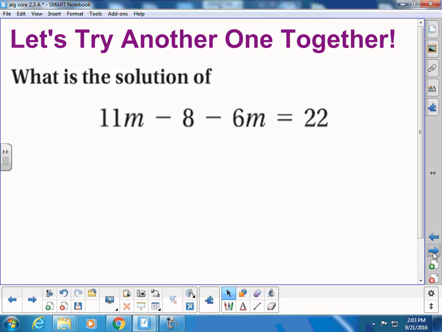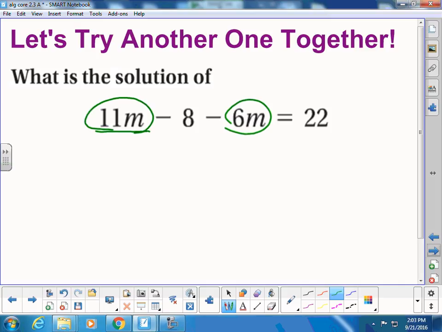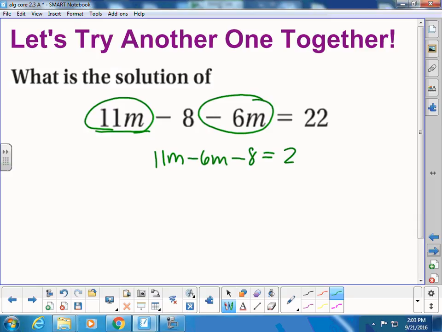Let's try another one. What's the solution of 11m minus 8 minus 6m equals 22? Again, I'm going to combine my like terms. I did not quite circle everything, if you notice. This all goes together. So I could rewrite this as 11m minus 6m minus 8 equals 22. And now 11 m's, and you take 6 away, so I am left with 5m minus 8 equals 22.